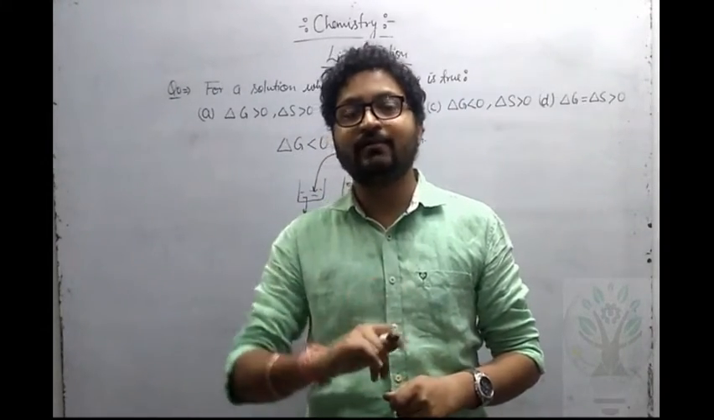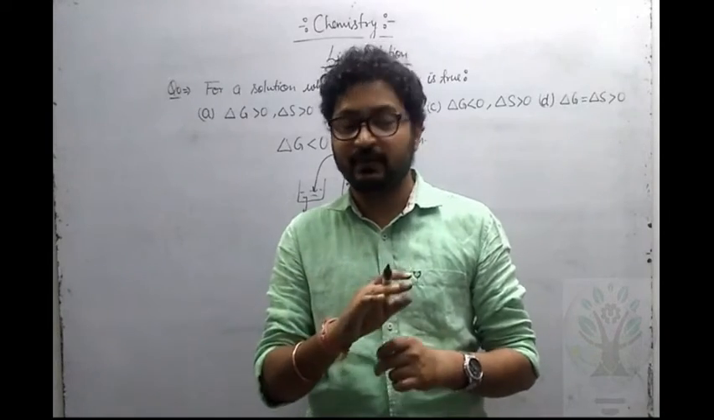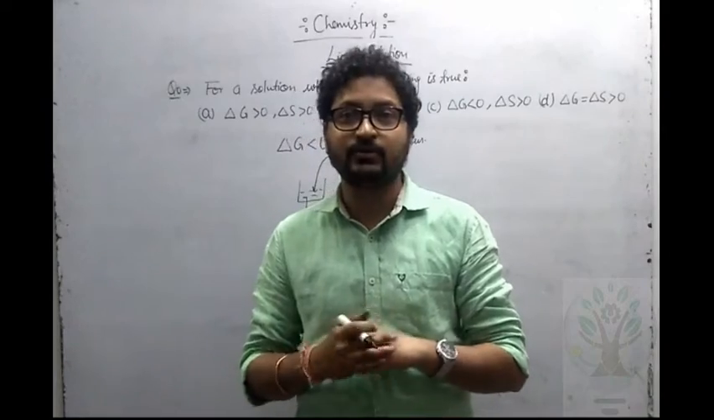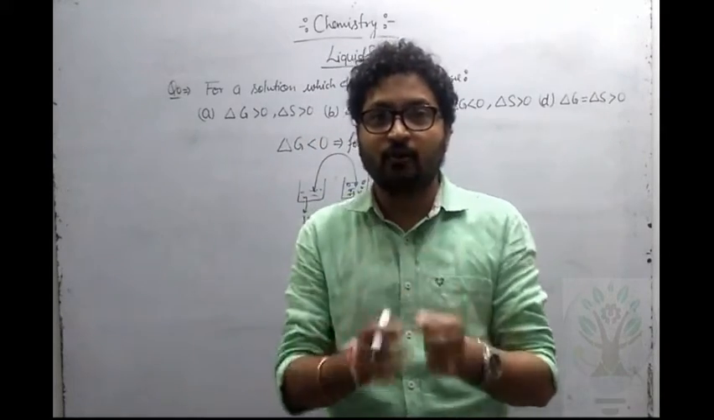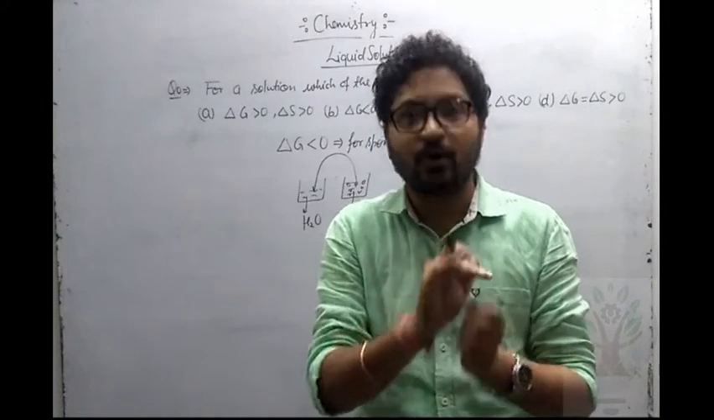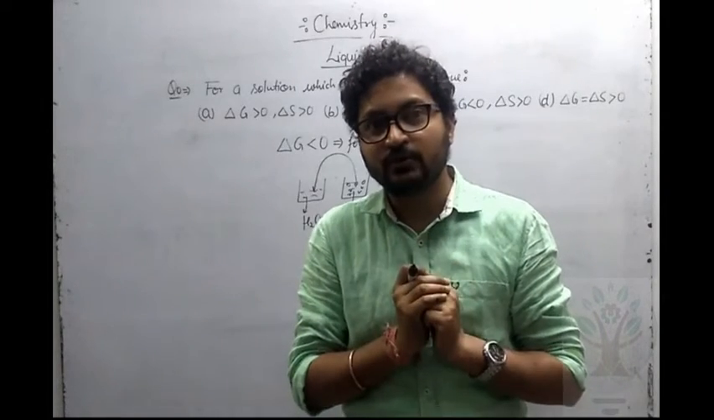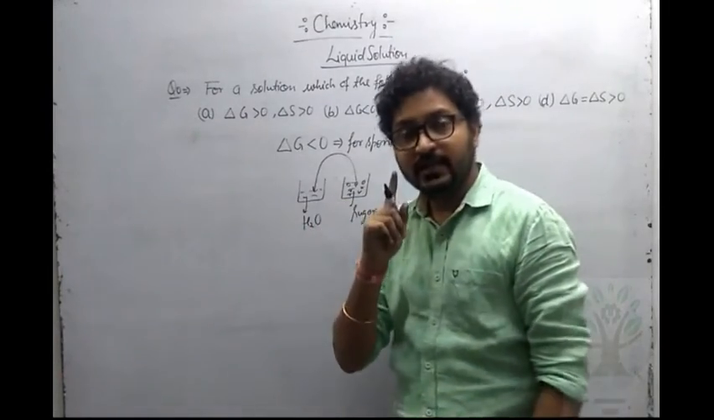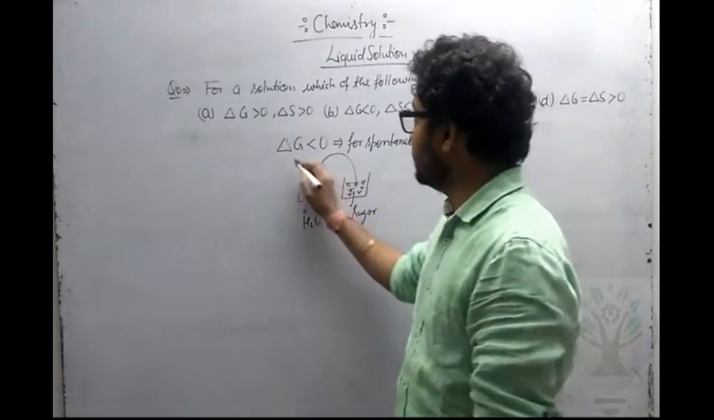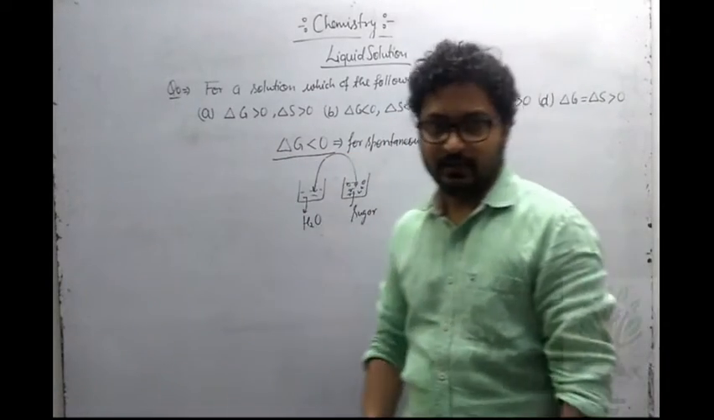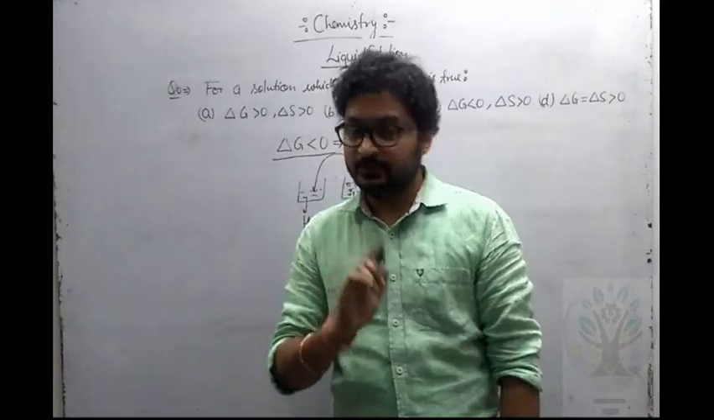Means you did not provide any supply from an outer source, and the sugar dissolved by itself. So is this a spontaneous process or a non-spontaneous process? It will be spontaneous. So for a spontaneous process, delta G should be less than 0. Clear? So delta G will be less than 0.